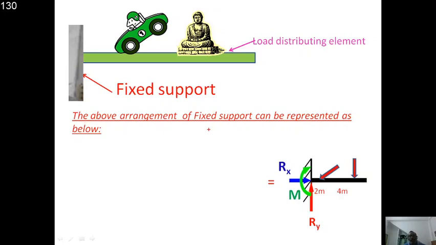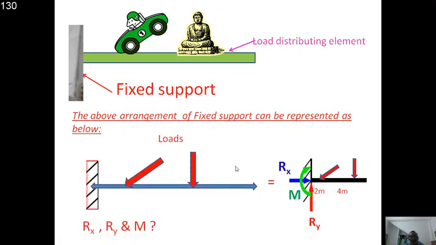The above arrangement of fixed support can be represented as below. You can see in engineering mechanics how this can be replaced. This is the replacement of the structure. Actually, we can term it a free body diagram. We will see the same thing in the next sessions: what is the free body diagram, and how you are going to draw it, right?